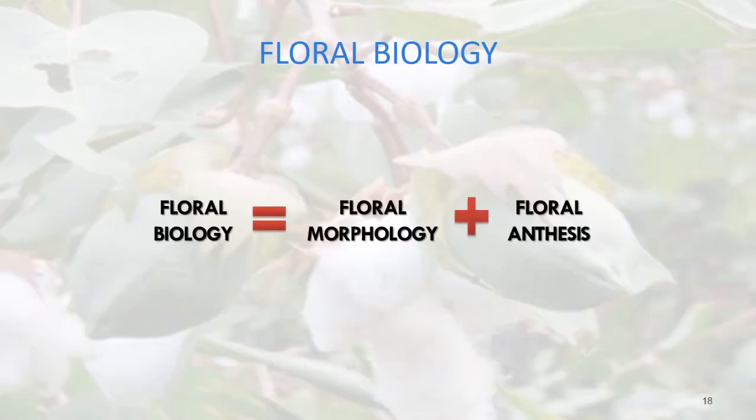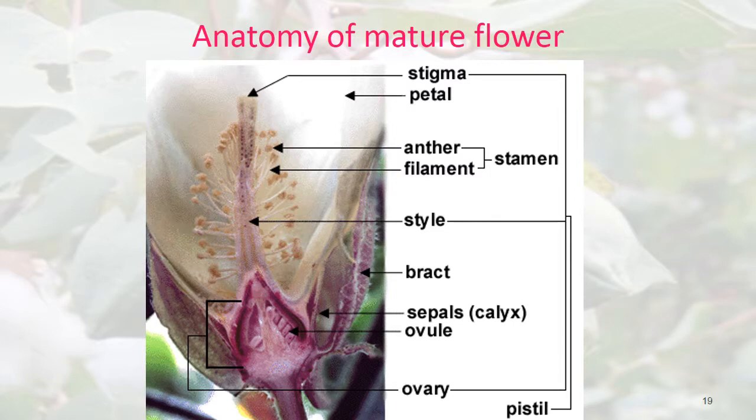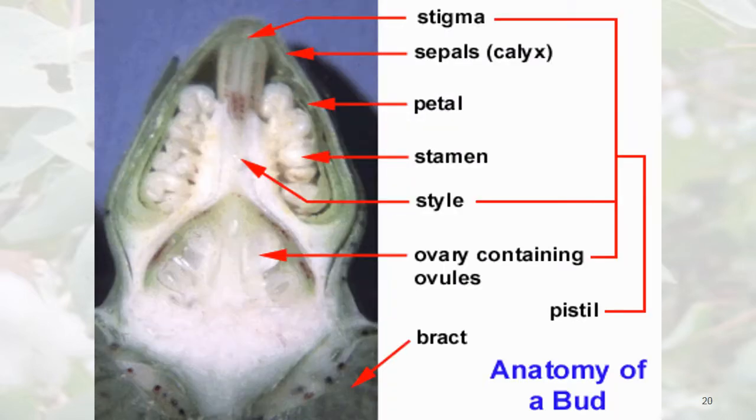Floral biology: it has floral morphology plus floral anthesis. Anatomy of mature flower: this structure just resembles the hibiscus flower. This is anatomy of bud.